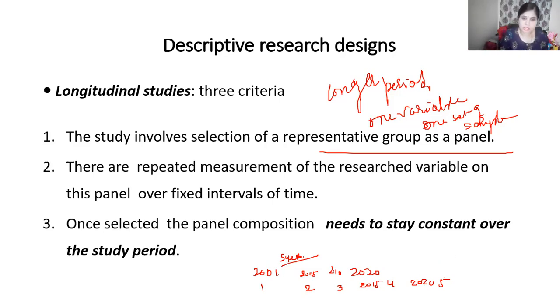Okay, but it is expensive also, because it takes a longer period of time. Time is money. It is a highly expensive kind of research. But cross-sectional research is the cheapest research. We can test with different variables. Most business researchers go for cross-sectional research.